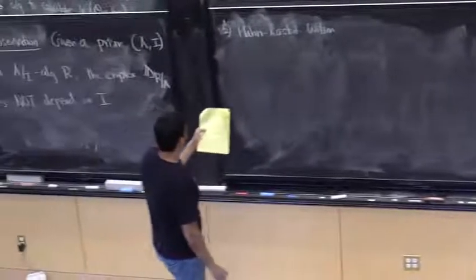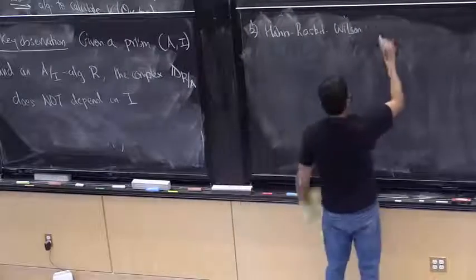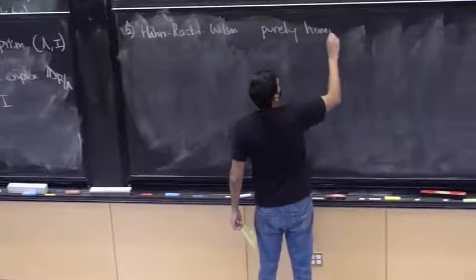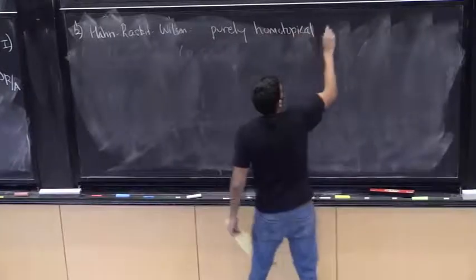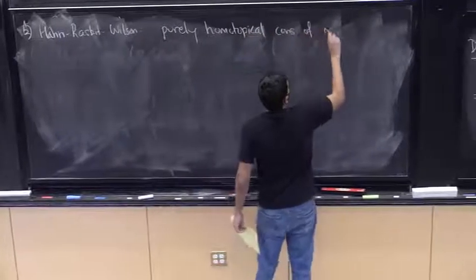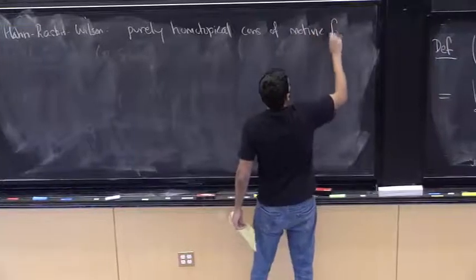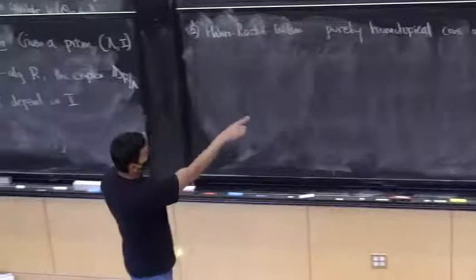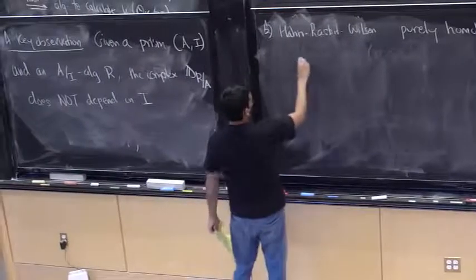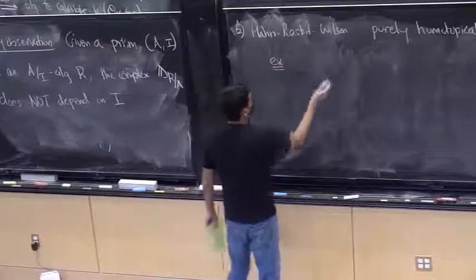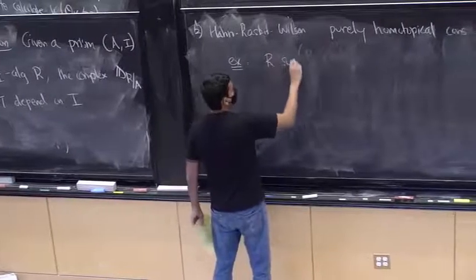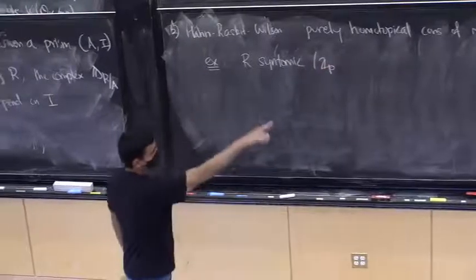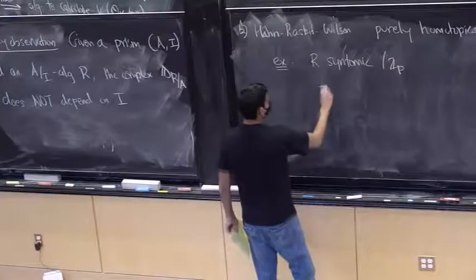And so more precisely, they give a purely homotopical construction of the motivic filtration. And I will say what this looks like in this example, just to compare it with what happened before. So if R is syntomic over Z_p as before, I gave you a definition over there, and their definition would be the following.